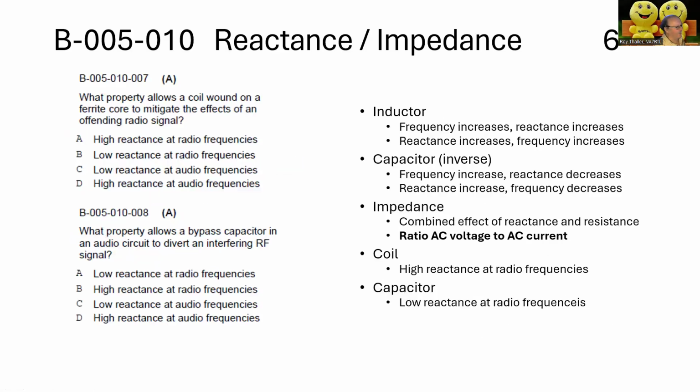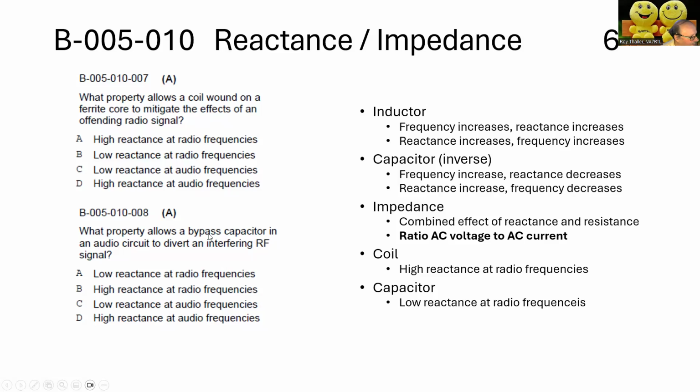What property allows a coil wound on a ferrite core to mitigate the effects of an offending radio signal? So here you have to think of what happens to reactance with a radio signal. So it's high reactance at radio frequencies. So A is the correct answer.